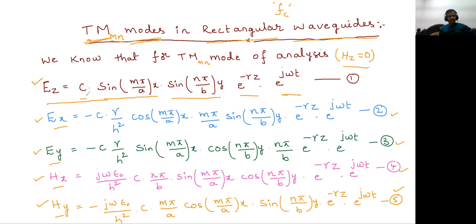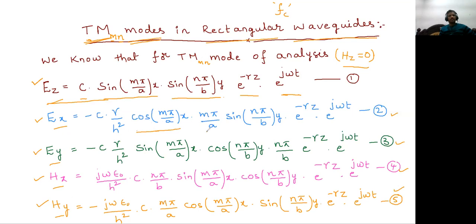Or at least, if you can remember EZ, then by remembering the expressions of EX, EY, HX, HY, what I told you, one simple way to remember these four components in terms of EZ and HZ, if you just follow that and substitute this EZ, you will definitely be getting here: this sine component should be differentiated. You will be getting cos here for the EX term. Okay, that sine term will be differentiated.